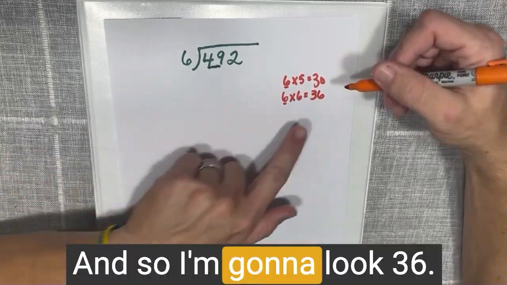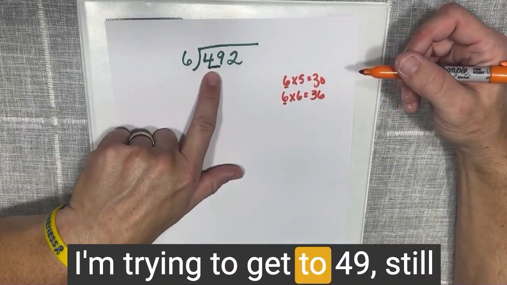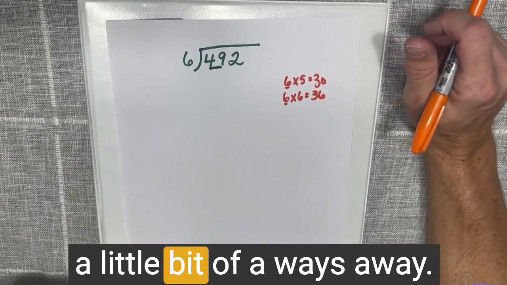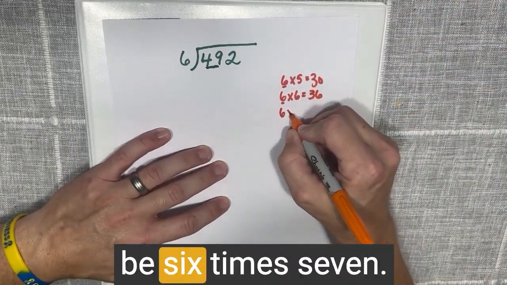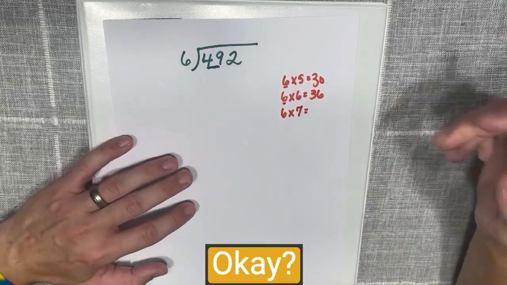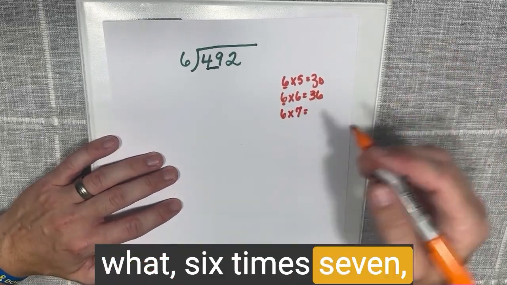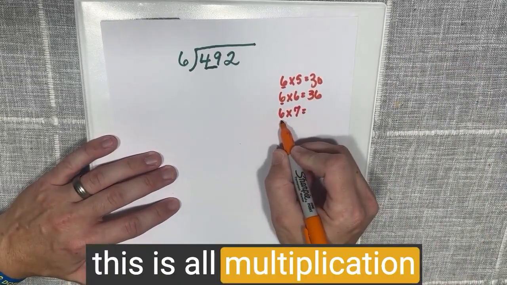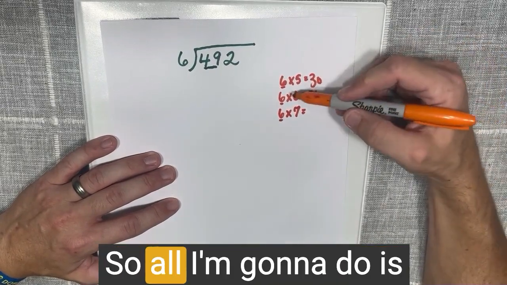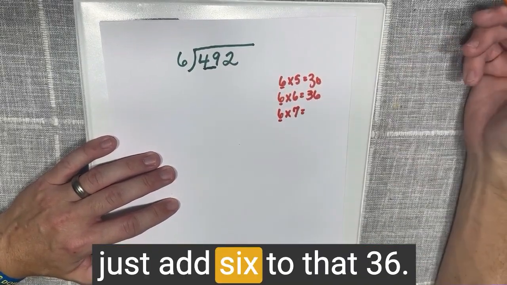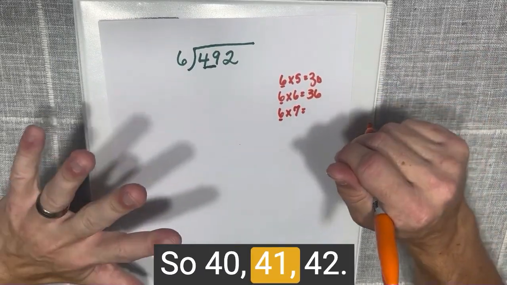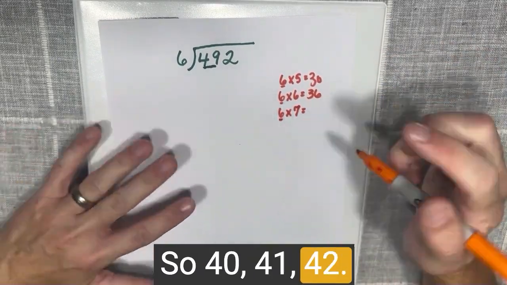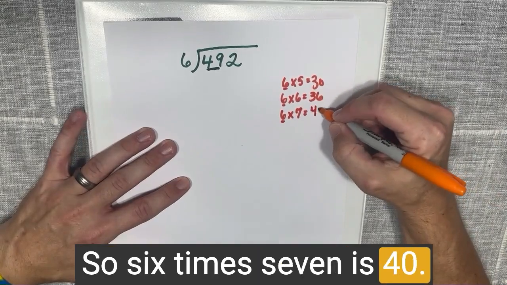So I'm looking at 36. I'm trying to get to 49. Still a little bit of a ways away. So I'm going to try it again. I'm going to go to the next times table, which would be 6 times 7. Again, remember, all multiplication is repeated addition. So all I'm going to do is add 6 to that 36. So 37, 38, 39, 40, 41, 42. So 6 times 7 is 42.